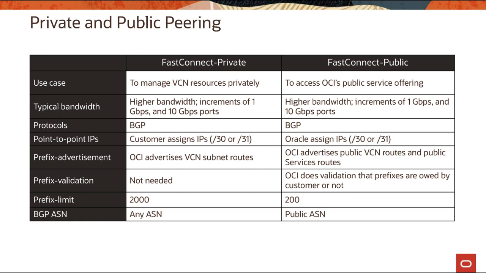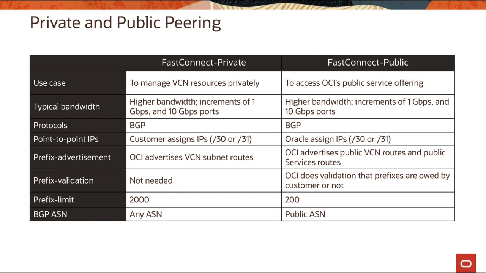that's not consistent. That doesn't give you a consistent latency or consistent bandwidth. So if you need a specific bandwidth requirement or a consistent latency for getting to OCI public resources within that region, you can use the public peering connection of FastConnect. Typical bandwidth is similar in both cases. You can start with 1 gig or 10 gig, and you can have increments of 1 gig or 10 gig as well. We use the BGP protocol for both types of connections.